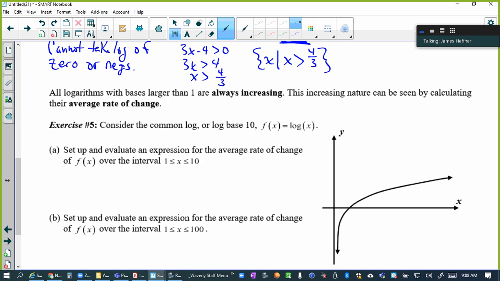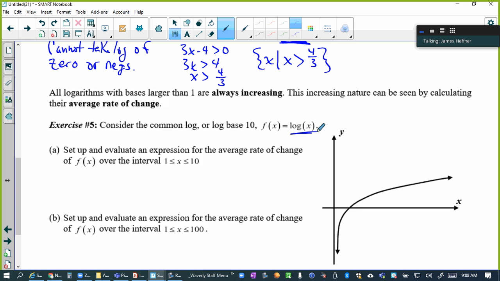That was just y2 minus y1 over x2 minus x1. It's like slope, isn't it? Okay. So here's our function with the common log. f of x equals the log of x. So that's our function. What's the base of that function? It should be 10, right?